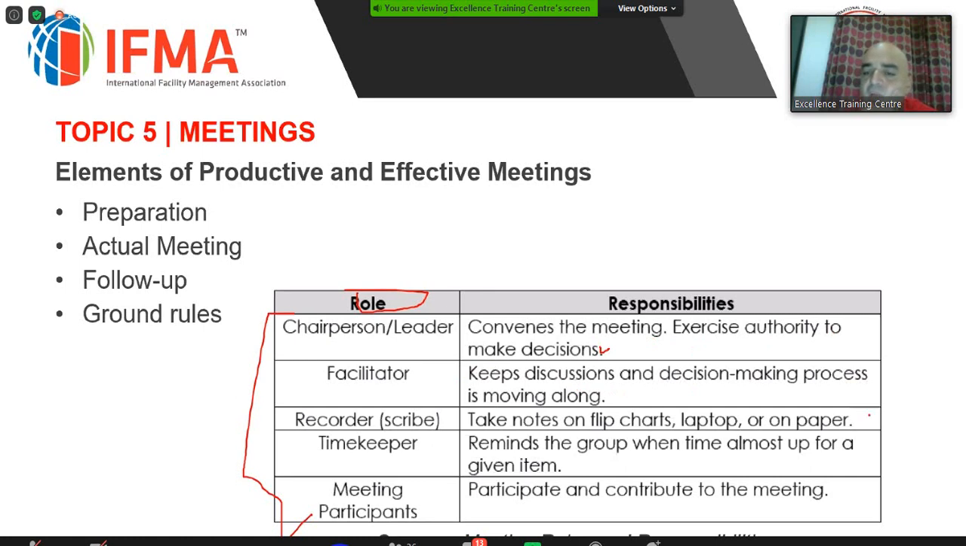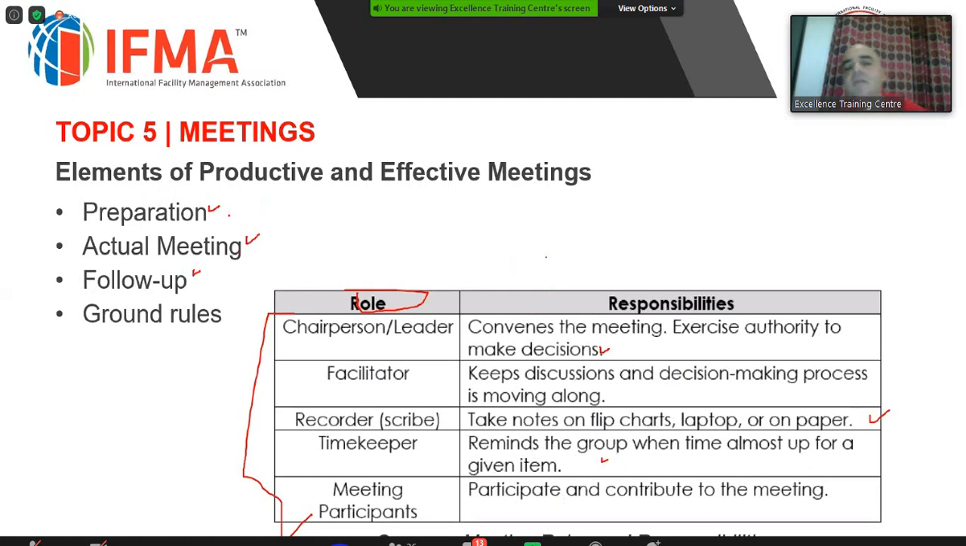Recorder, it means someone who takes the notes, note-taking. Timekeeper reminds the group when time is almost up for a given item. Meeting participants are the other members of the team who contribute and participate in the meeting. So a good meeting will have proper preparation, proper conduct of the actual meeting, and follow-up.